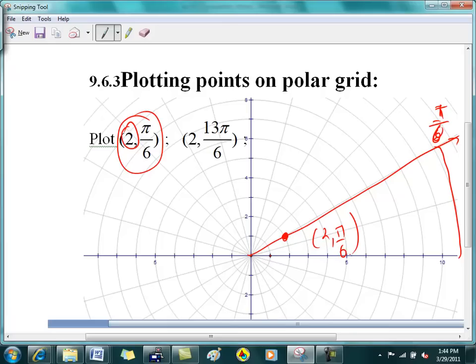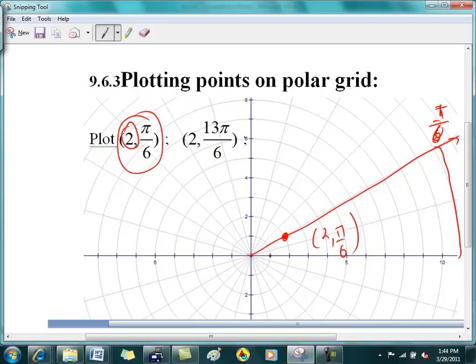In your case, you might want to use each circle to be half a unit, because otherwise the circles are really squished. It's up to you. If you make it half a unit, then you need to go out 4 circles, say. Everybody understand how to graph this point?